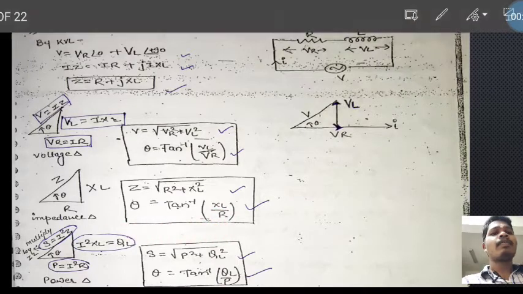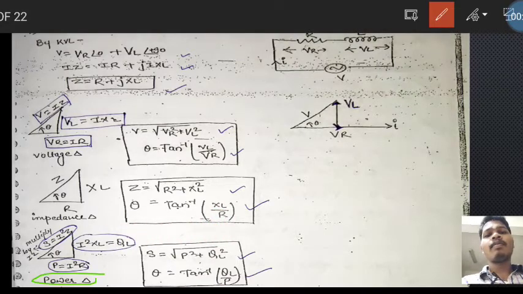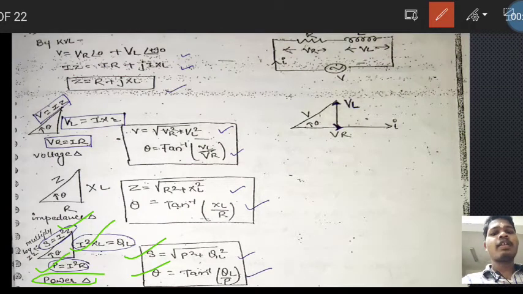Now if we take the power triangle, the active power is on the base side, the reactive power is in the perpendicular direction, and the apparent power is in the resultant direction. So apparent power is equal to root over of active power square plus reactive power square, and theta, the angle between the active power and apparent power, is tan inverse of reactive power divided by active power.